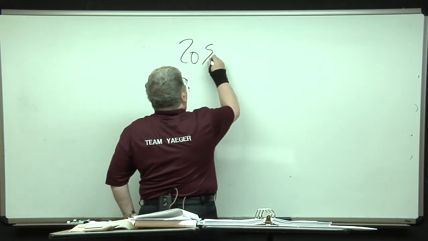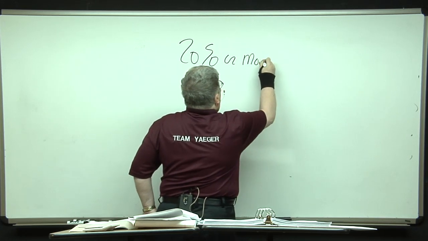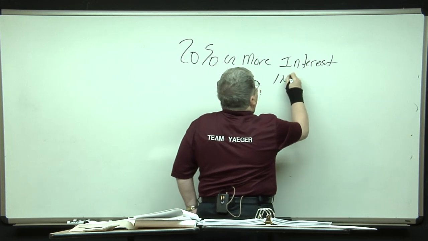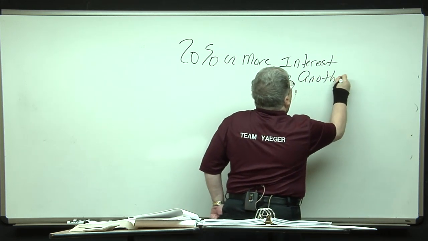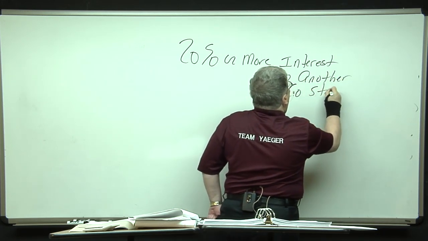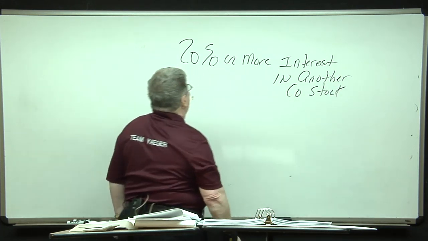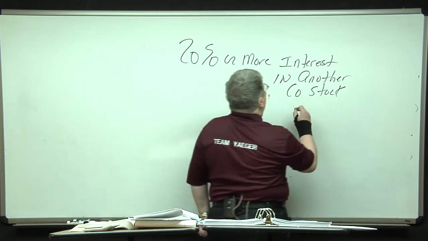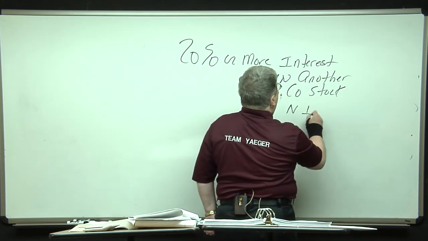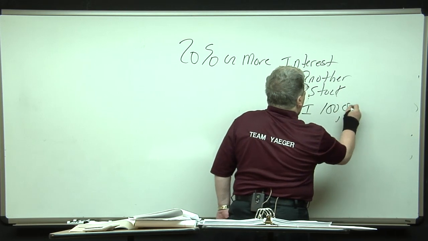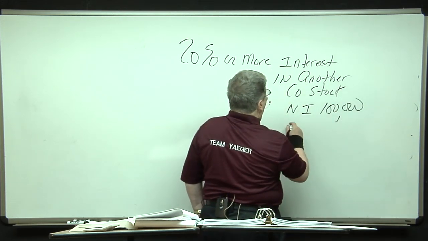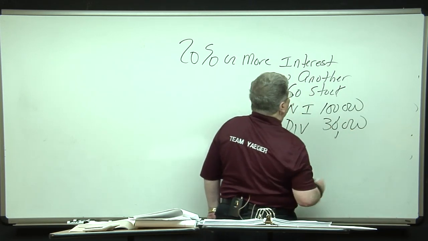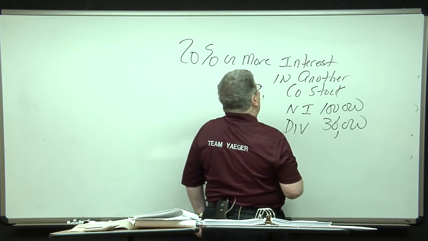If I own 20% or more interest in another company's stock, I have to record the investment under the equity method. So, let's assume the company I invested in has net income of $100,000, and also they pay dividends of $30,000. So, what do I have to do here?